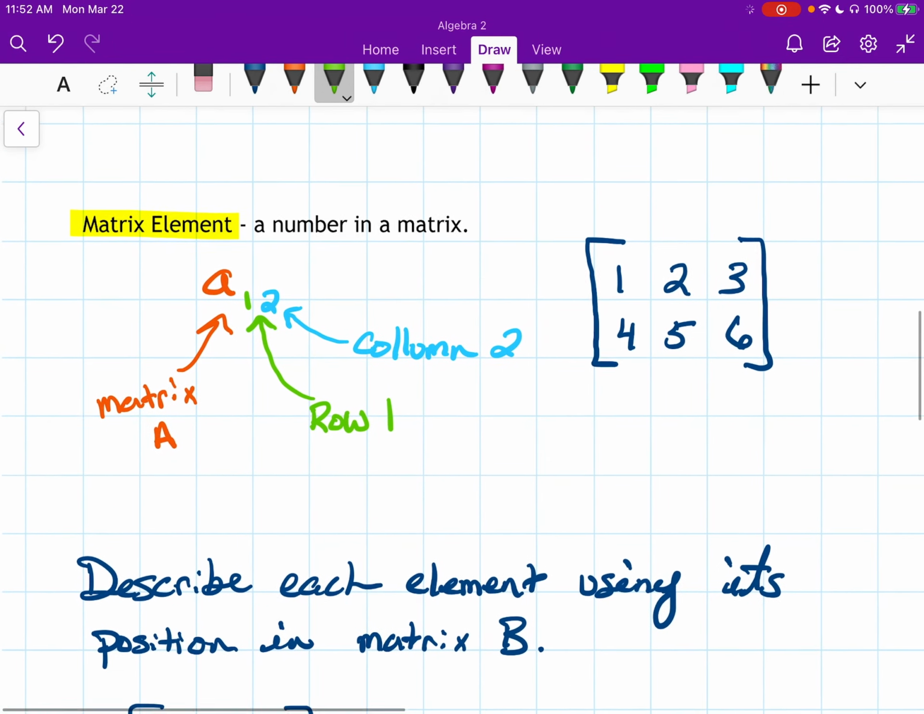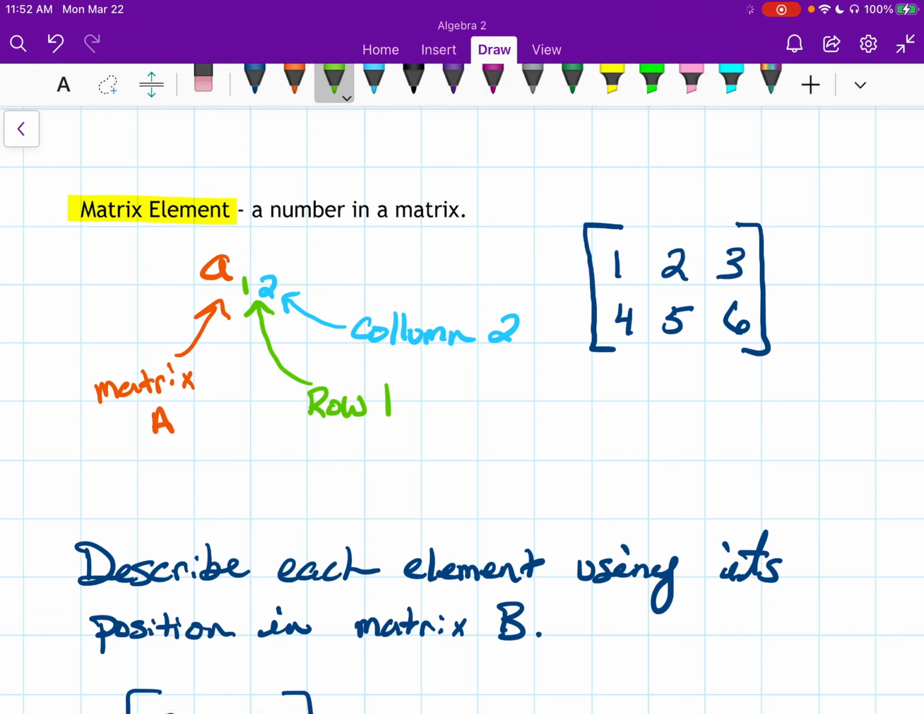An element is a piece of the matrix, right? So this one uses a lowercase letter. So like we'll call this matrix A. So matrix A equals that. The element right here is lowercase a, in row 1, column 2. So that's how we could talk about one little piece of it.